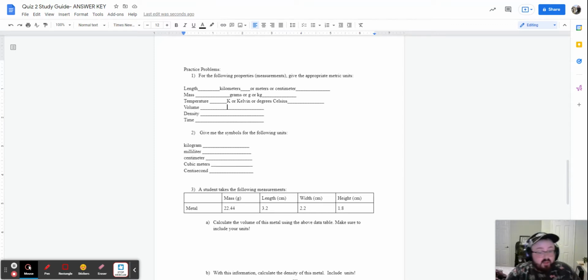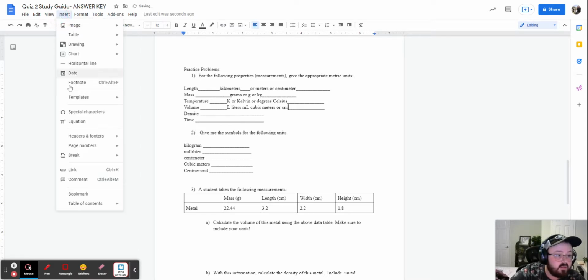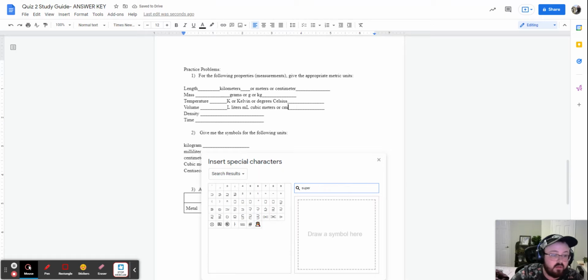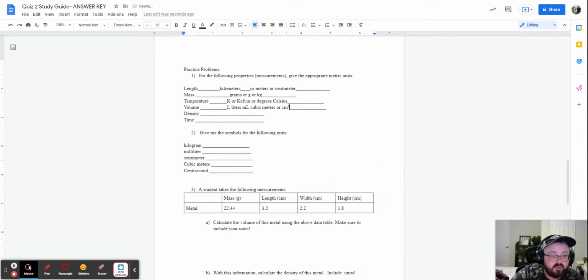Volume. So for volume, you can give me liters or milliliters. But you can also give me cubic meters or centimeters. It's annoying that I have to do this, right? Centimeters cubed, like that. You can give me any of that stuff.